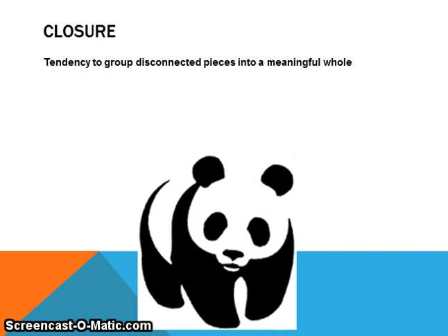Then is closure. This is the tendency to group disconnected pieces into a meaningful whole. So here we have two black circles for eyes, a weird nostril shape that doesn't really look like a nose, and then a couple black lines that make up a panda's legs. We put that all together somehow in our brain and see a panda, even though they're not connected or outlined.